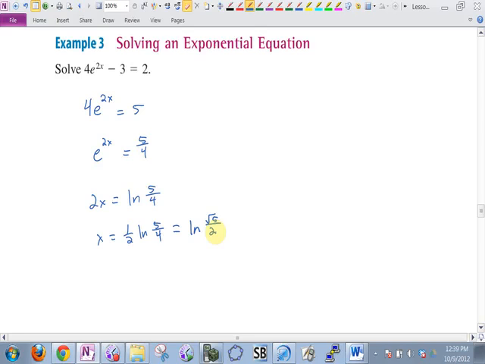How did you know that when we divide by 2 is 1/2? Divided by 2 is the same thing as multiplying by 1/2.